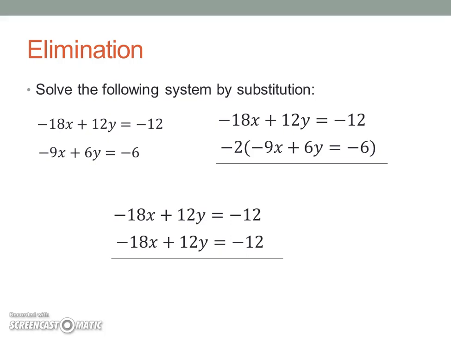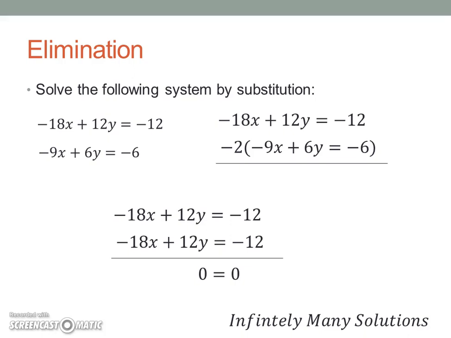And here I'm going to remember, I'm going to subtract these two equations. -18x minus a -18x becomes 0. We wanted that to cancel. Then 12y minus 12y cancels as well, so we have 0 on the left side of the equal sign. On the right side of the equal sign, -12 minus a -12 is also 0. So what we got was 0 equals 0. And that's a true statement, therefore this answer is infinitely many solutions. Okay, so those are the 3 different methods.